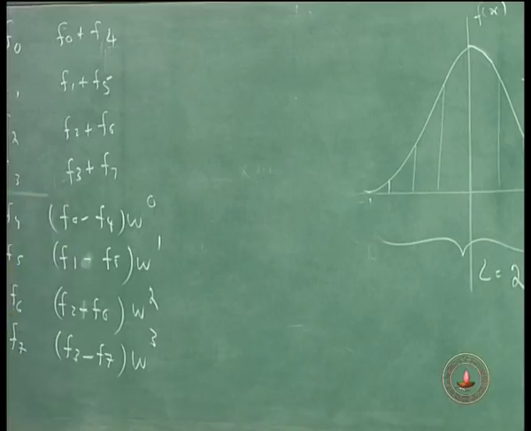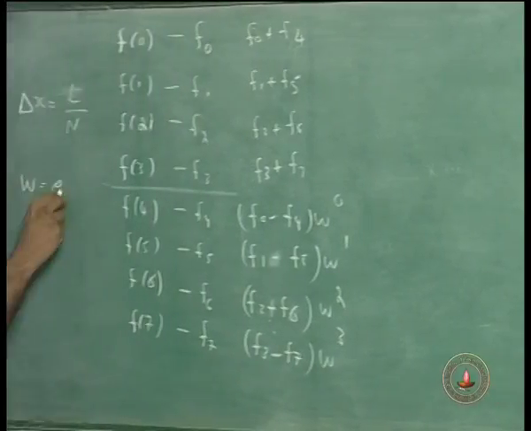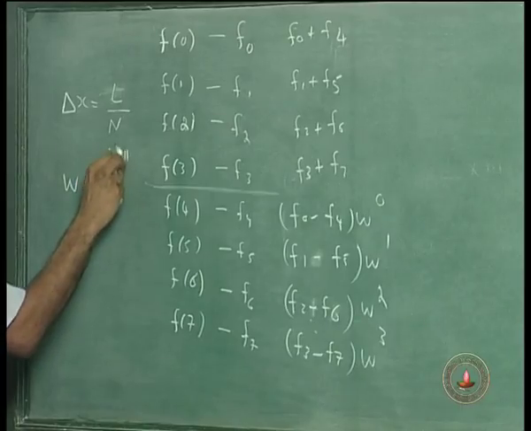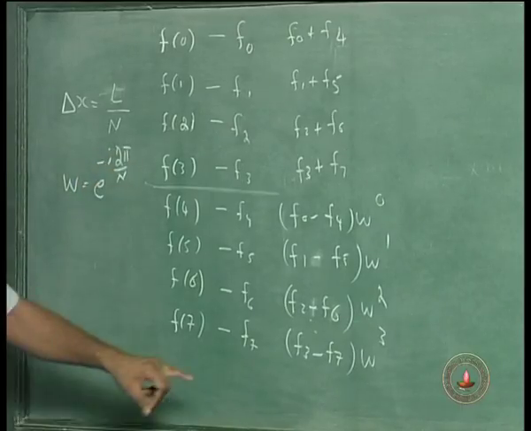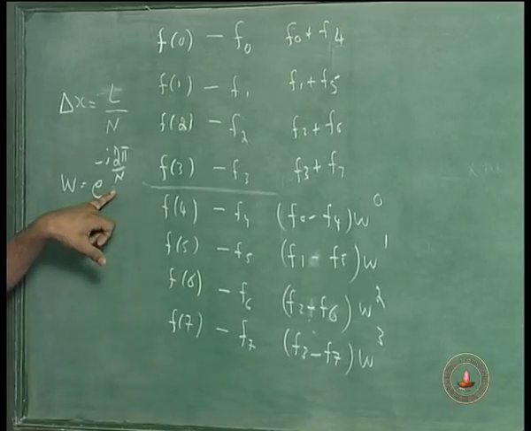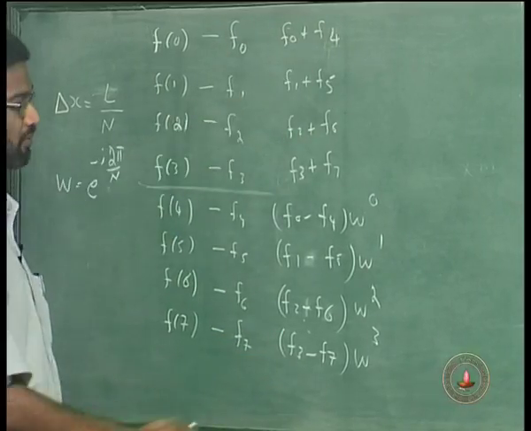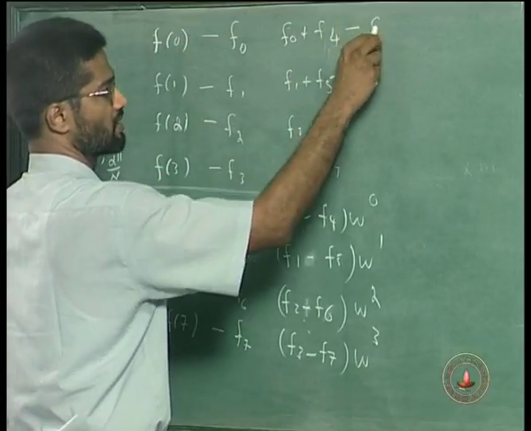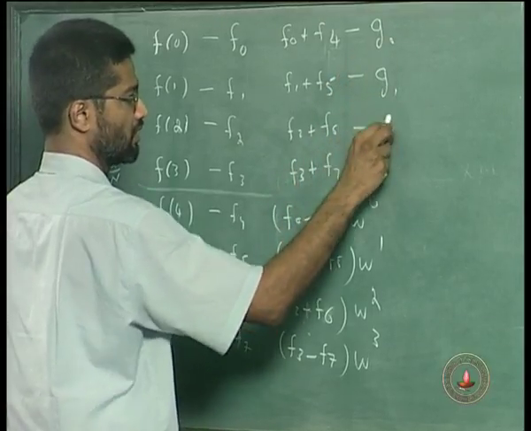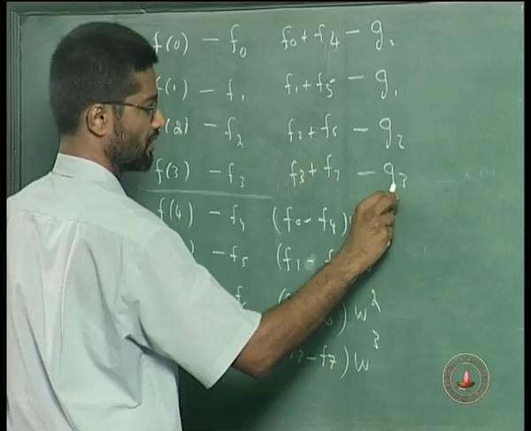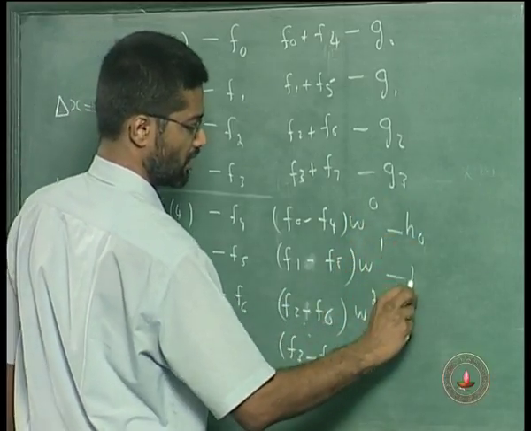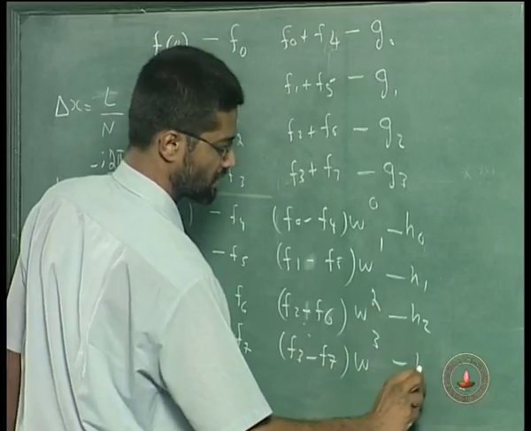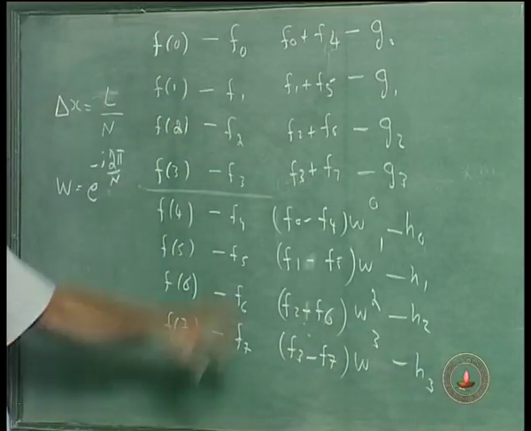All the differences, the difference between the functions, multiplied by the weights, okay, where w, remember, is e to the power of minus i 2 pi by n. Okay, that is w, and n is the total number of points. This is the first step of this thing, and then we take this, we call this G0, G1, G2 and G3, and we call this H0, H1, H2 and H3. That is what we did, and then we continue this process again.